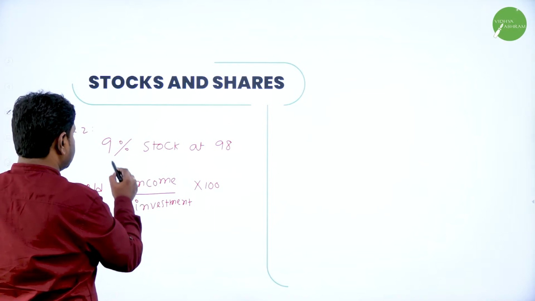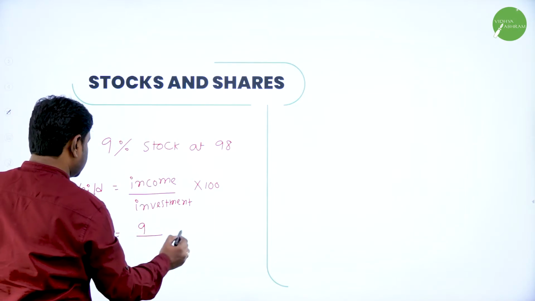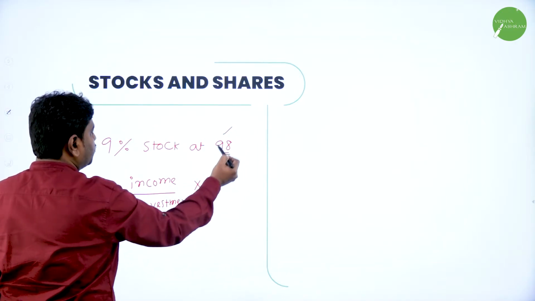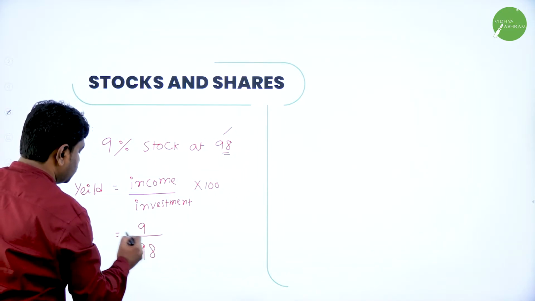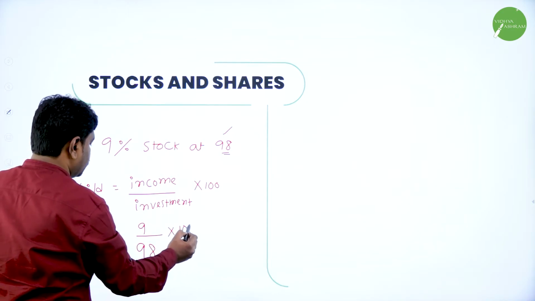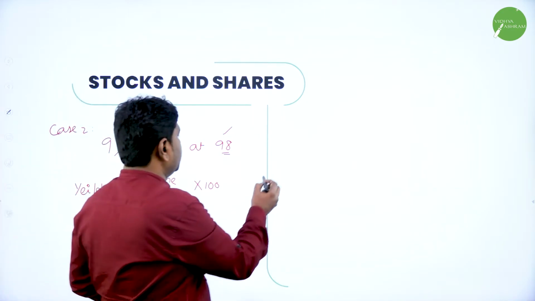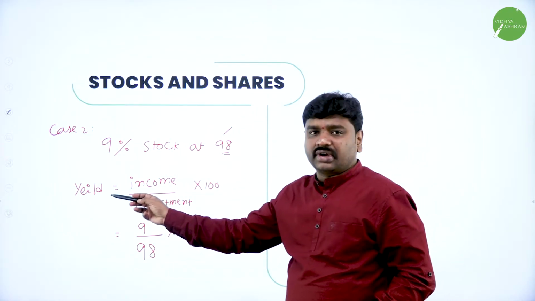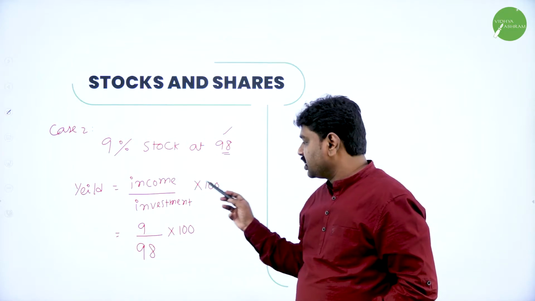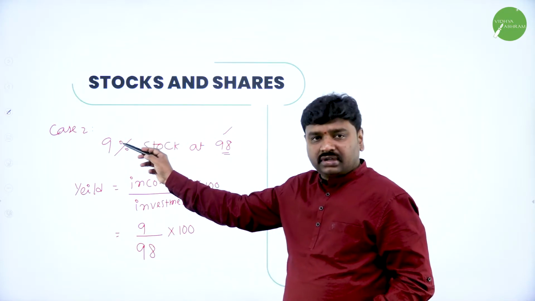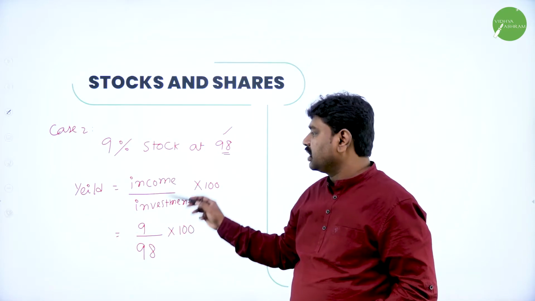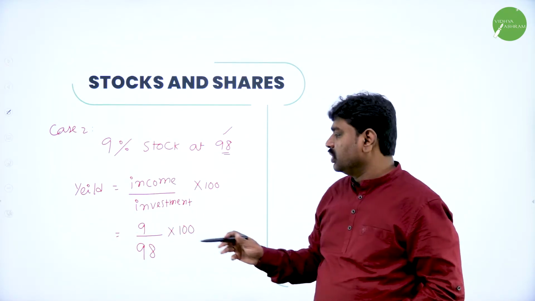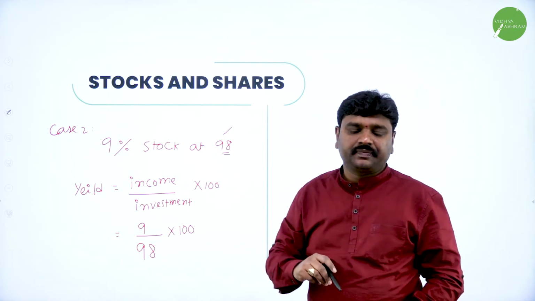So income is 9% stock will give you 9 rupees income. For your investment, 98 rupees. Your stock at 98 means this is your investment into what? 100. So now 9% stock at 98. Yield you calculate. What is yield? Income by investment into 100. What is income? 9% they told. So 9 rupees you will get. And you are investing how much? 98. 9 by 98 into 100 if you do, you will get yield in percentage.